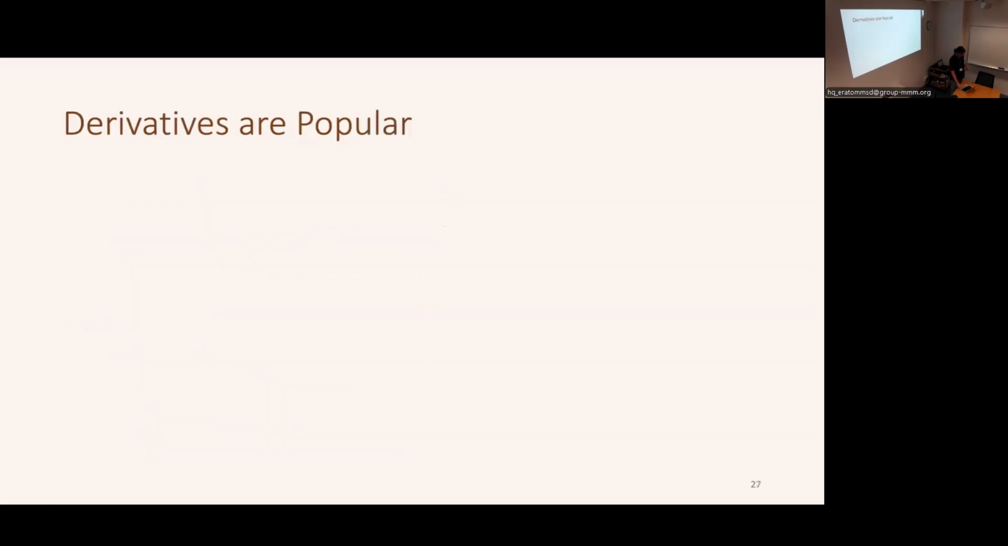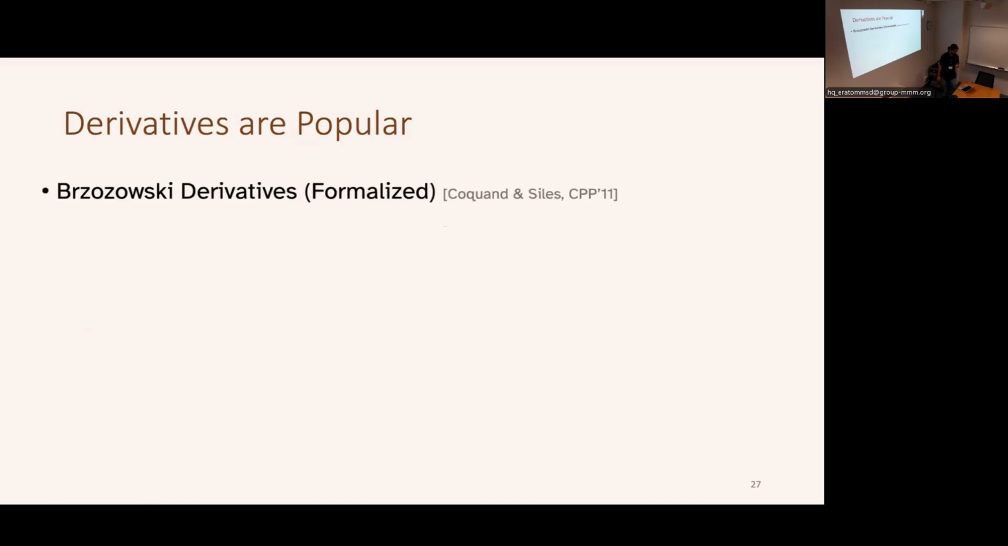Derivatives are extremely popular in the formal verification community these days, and also have been for a while. So Brzozowski derivatives have been formalized. Well, maybe here I say 2011, but this is also an exercise in Software Foundations, so maybe it was done even before that. And Antimirov derivatives have also been formalized.